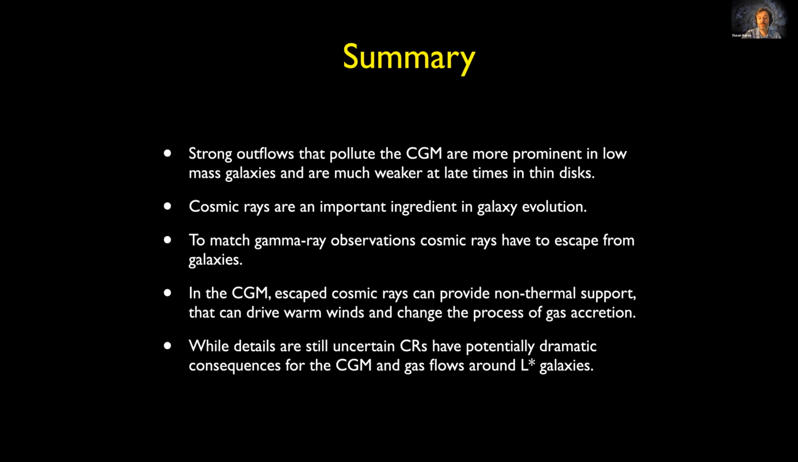They have to escape from galaxies pretty fast if you want to match gamma rays. And if they do, and if the transport is as simple as we assume, which is probably not, but this is the optimistic scenario, these escaped cosmic rays can provide non-thermal support that drives winds from these halos and slows down the inflow of the gas. Details are uncertain, but I think it's something we should keep exploring because they can change the outcome for Milky Way mass galaxies. So thank you.